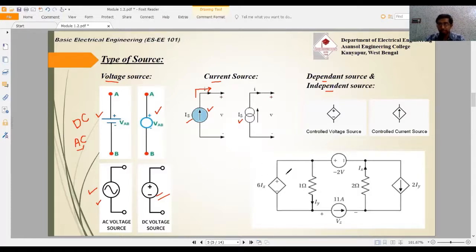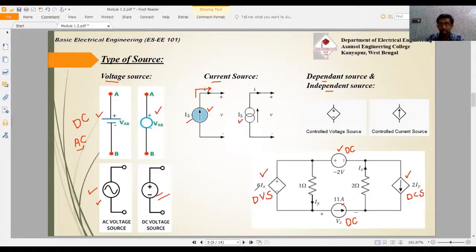Let's take an example. Here you can observe that one voltage source, that is obviously a DC voltage of 2 volt, is given. One DC current source is given. You can see 1 ampere of value. Okay. This is a dependent voltage source. This one is a dependent current source. This is a dependent voltage source and this one is a dependent current source.